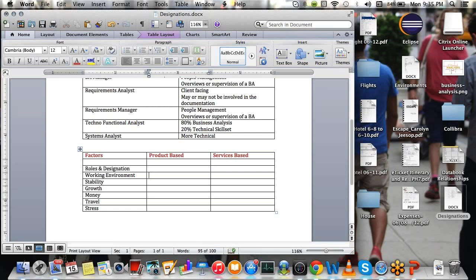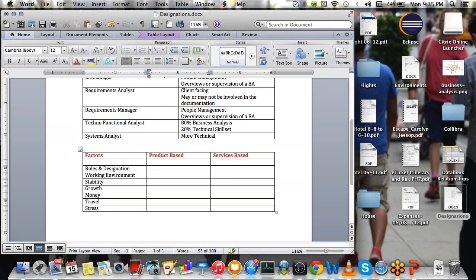Out of these 10 or 12, let's say they hired you as a BA, and tomorrow or the day after or after a month you want to explore more about project management roles, or they have identified that you have the skill set to perform a QA role or a project management role. They'll give you an opportunity to do that. It doesn't mean that services-based firms won't, but most of the time in a services-based firm the scope is a little limited, whereas in a product-based firm the scope is more diverse.